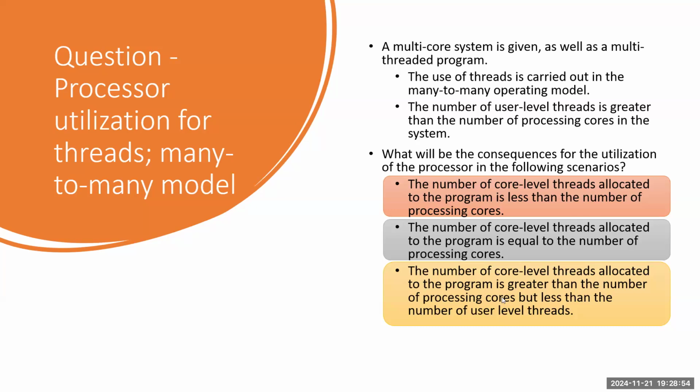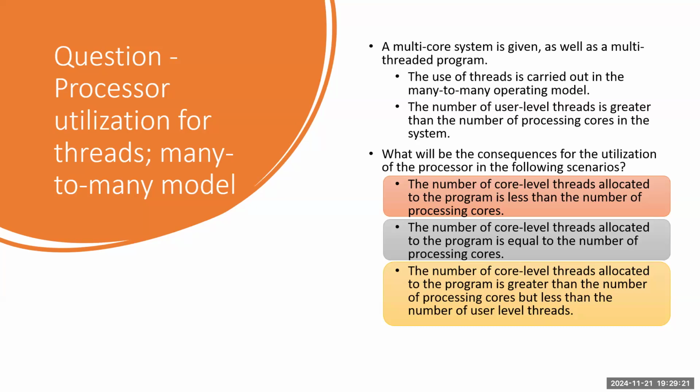Or the third possibility is the number of core level threads allocated to the program is greater than the number of processing cores. So we have 2 processing cores, and we have 3 processes actually running. But that 3 is less than the number of user level threads, because there are 4 threads. You understand? So let's say there are 4 threads, there are only 3 processes actually handling those threads, and then there are only 2 cores handling those processes.